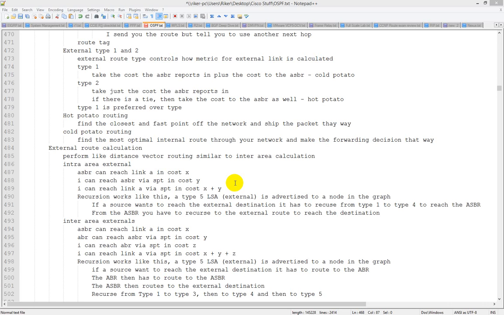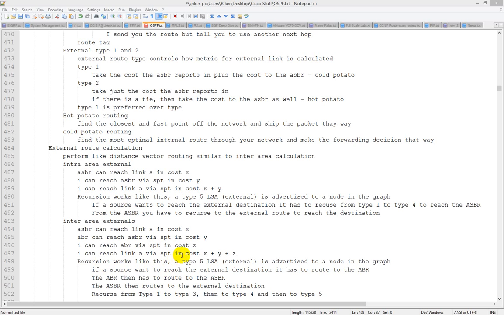The ASBR can reach link A at a cost of X, and the ABR can reach the ASBR via the shortest path tree and a cost of Y. I can reach the ABR via the shortest path tree and a cost of Z. So I can reach link A via the shortest path tree and a cost of X plus Y plus Z. The idea is you do a recursion, it actually breaks it down.